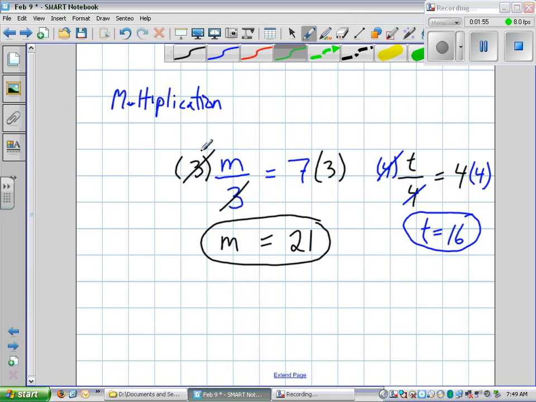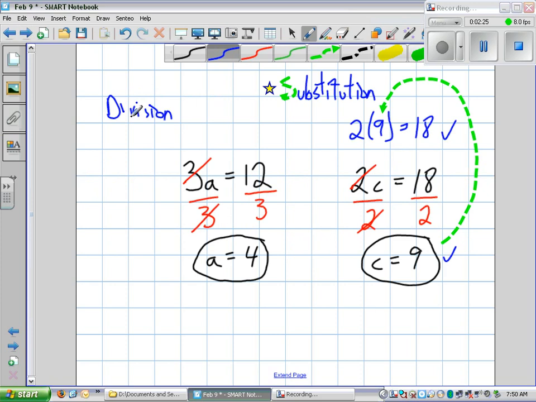Moving on, multiplication. So the original question here was m over 3 equals 7. And what I ended up having to do is to get rid of the divide by 3, I put a multiplied by 3 up here in brackets. Those two are going to cancel each other out. And whatever I do to one side, I do the exact same thing to the other side. Then I'm left with m by itself, and 7 times 3 is 21 for a total. There's another example question you can see here where I've done multiply by 4 on both sides.